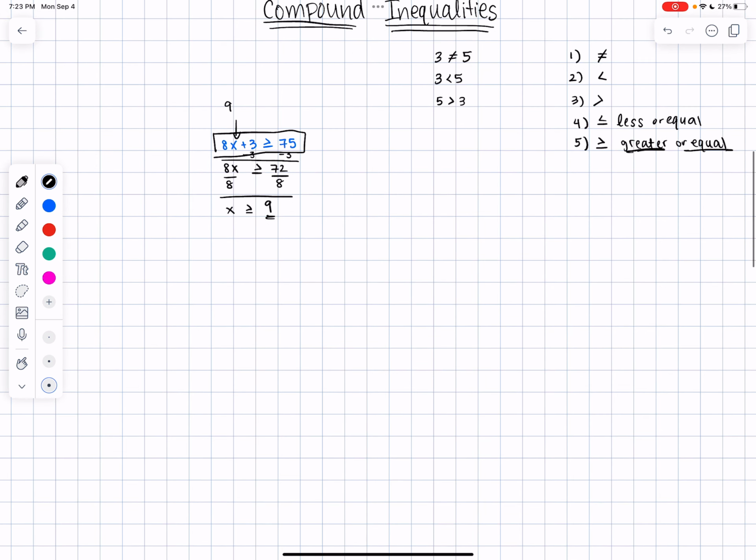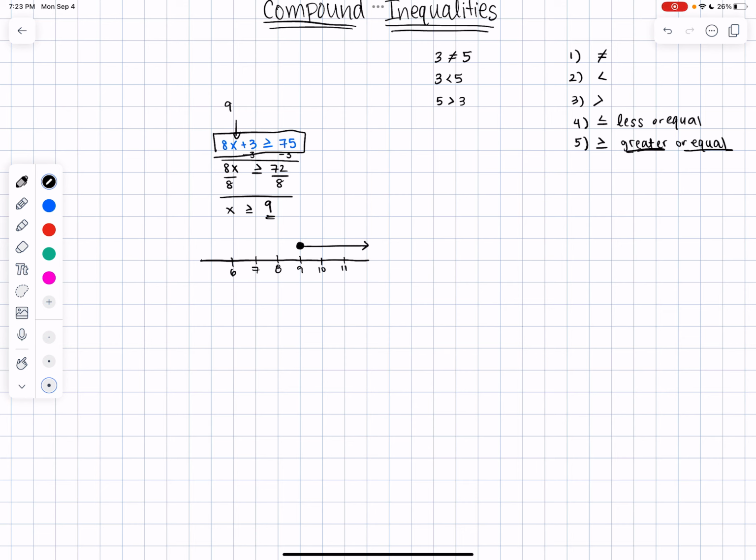So on a number line, we would have something like this: 6, 7, 8, 9, 10, 11. You would draw a dot or filled-in circle at 9, since it could be on the 9 or above. So fill in the circle, and then you would draw an arrow going that way.